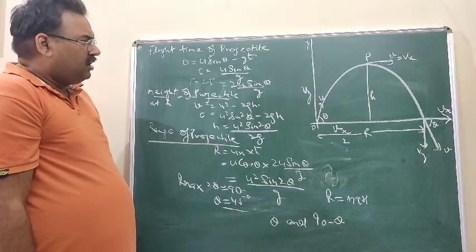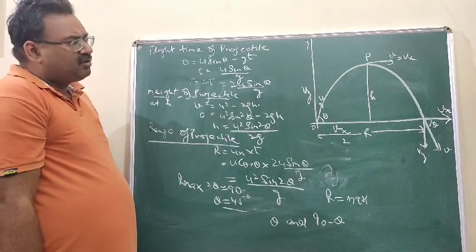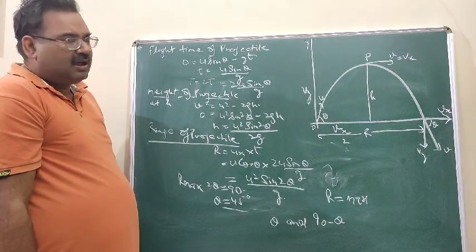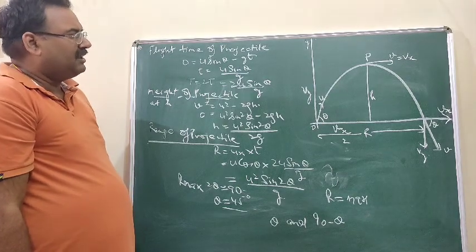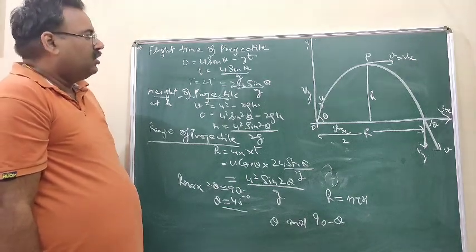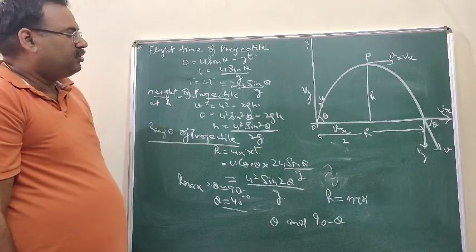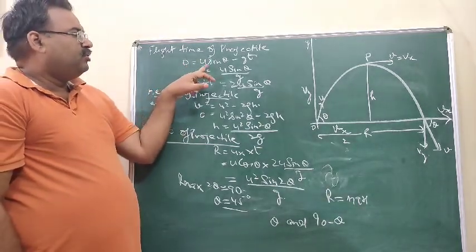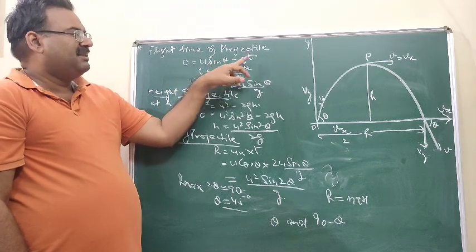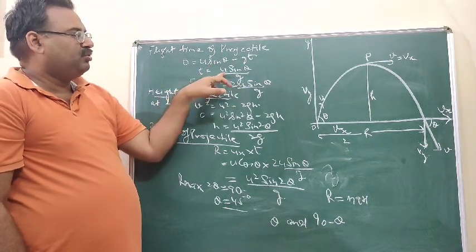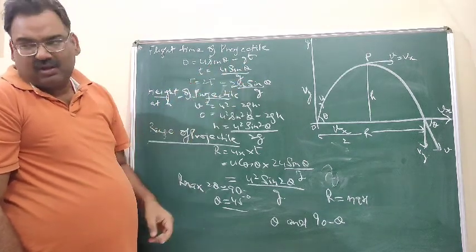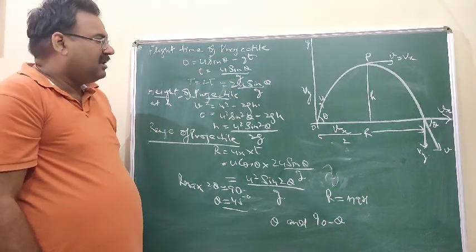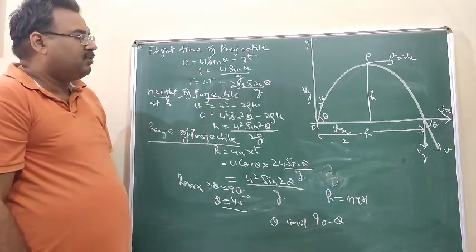Now at the highest point the final velocity is 0 and the initial velocity in the vertical direction is u sin theta. So we put this in the equation v = u - at. V becomes 0, u becomes u sin theta, minus gt. T comes out to be u sin theta upon g. So the time taken to reach the highest point is u sin theta upon g.